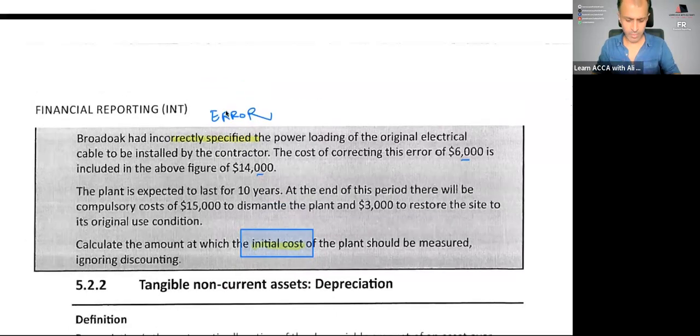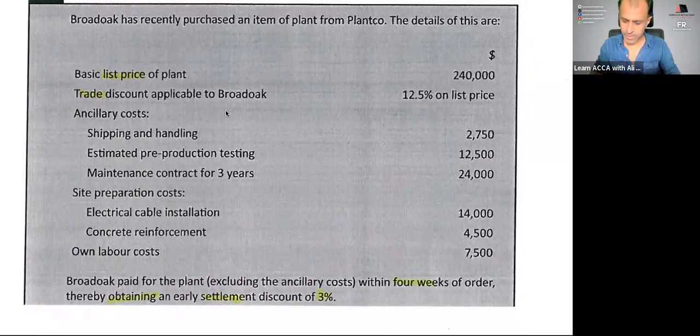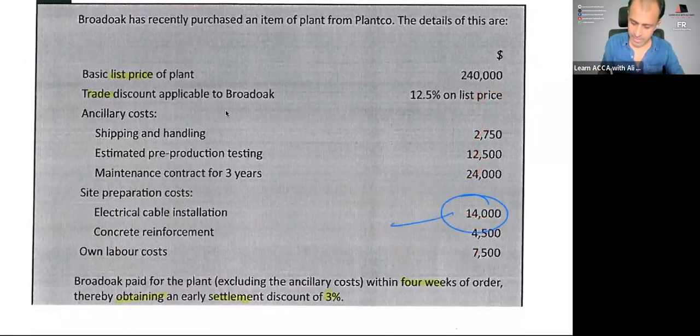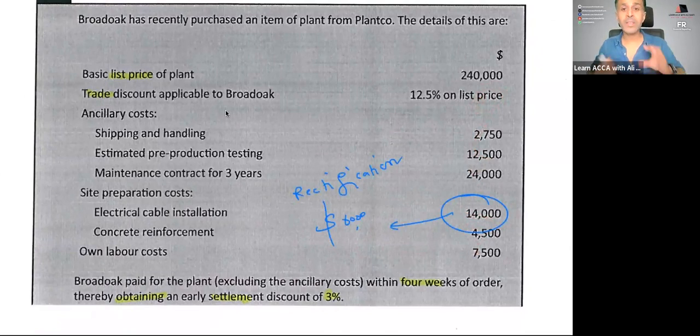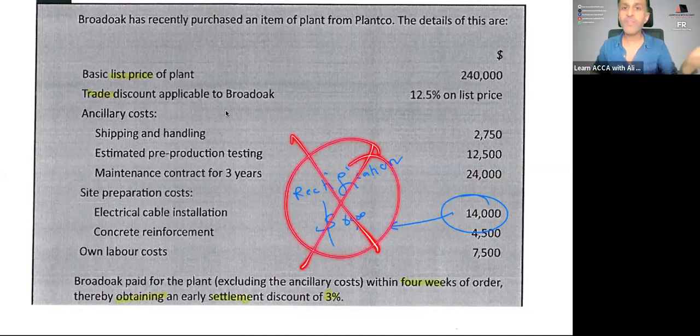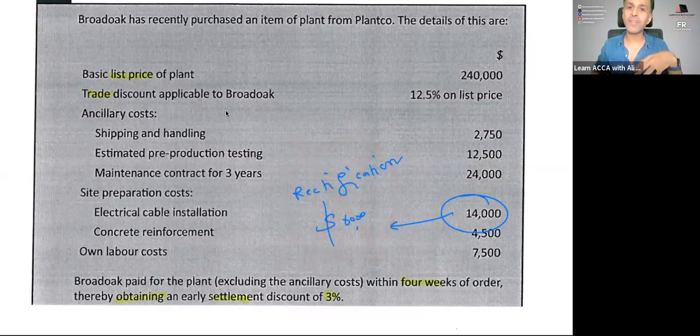So where do we have that 14,000 somewhere? Do we have it 14,000 somewhere? Yeah, over here. So let me write that this 14,000 includes 6,000 from the rectification. Imagine this error had not taken place. This cost would have not incurred. But because the error has taken place, they had to fix it, so they had incurred.